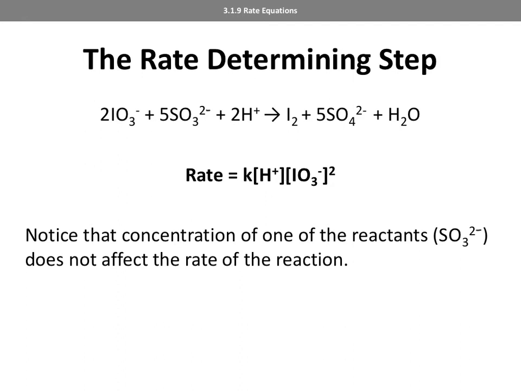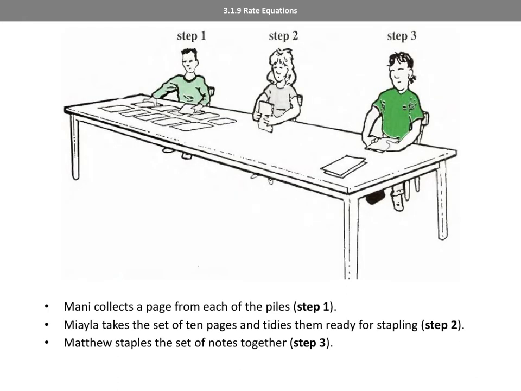So I'm going to try and explain why this is the case, why concentration doesn't always affect rate, by starting with an analogy. Imagine I've prepared 10 different worksheets, and I want to collect them into a complete set, and I ask for help. Initially the worksheets are arranged in 10 piles, and so Manny collects a page from each of the piles. That's step 1 here in this picture. Miala takes the set of 10 pages and tidies them ready for stapling. That's step 2.